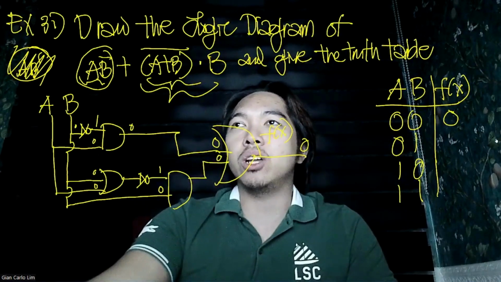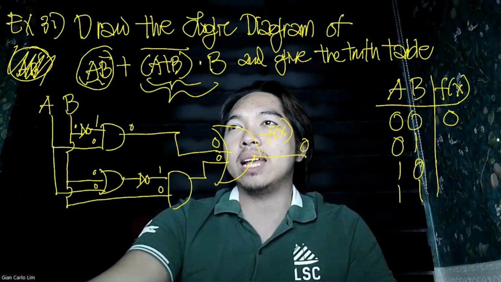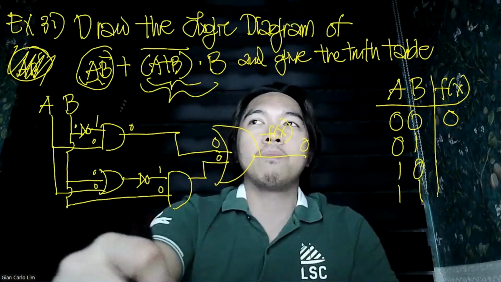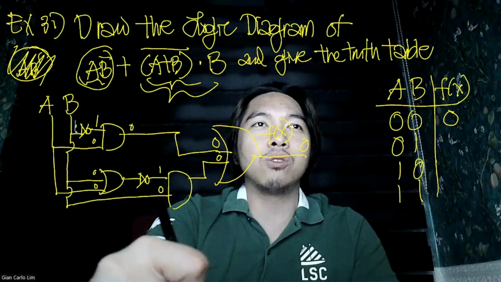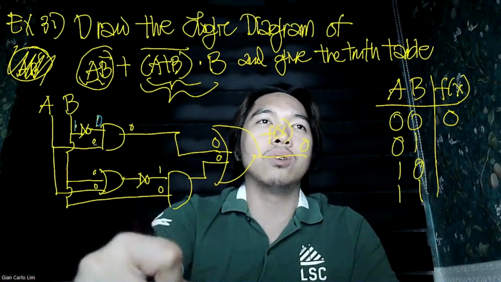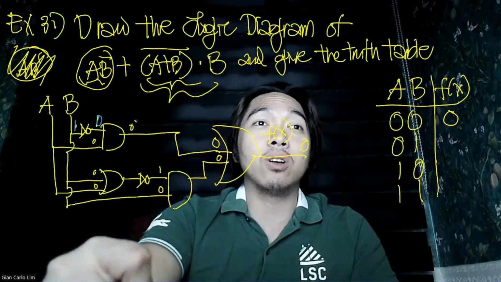Alright, so I'll just change the color of my pen para makita natin. So I'll use blue. So 0 and 1. So what if ang B natin ay 1 naman ngayon? So kung 1 yan, ito magiging 0. 0 and 0 still 0.